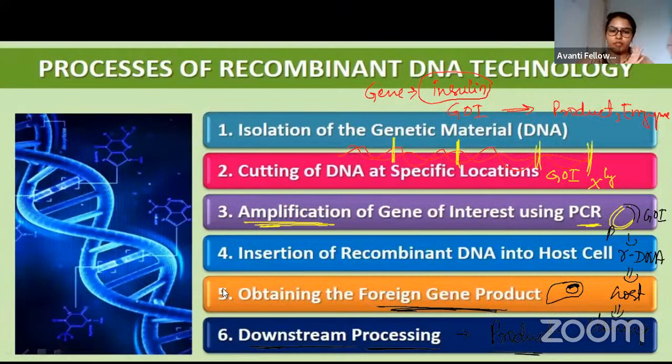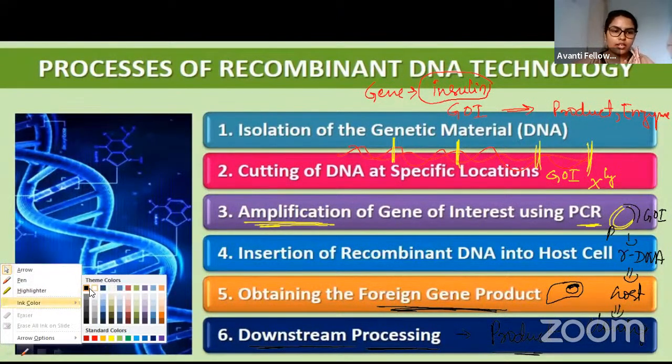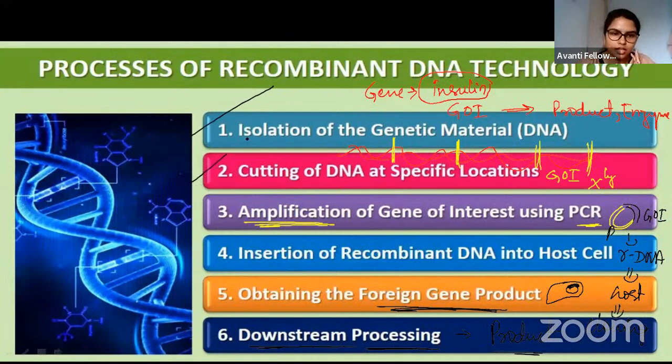Now, see what we have done: we have done isolation, cutting, and amplification. Now we want to insert the gene of interest that we have produced in larger amounts. We are going to insert it into the plasmid. There is a gene of interest, and we insert it in the plasmid. See, this is the plasmid, this is the gene of interest. Then we get the recombinant DNA.